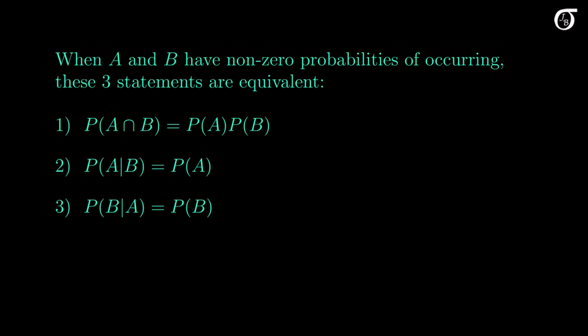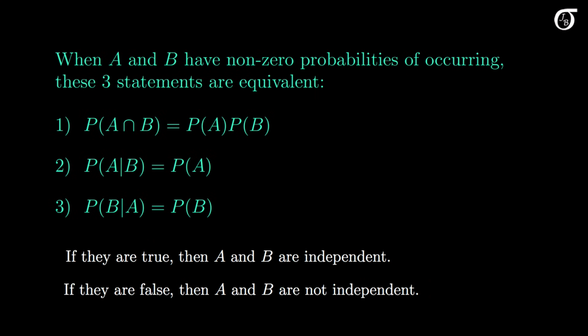When events A and B have non-zero probabilities of occurring, the following three statements are equivalent. The probability of the intersection equaling the product of the individual probabilities, the probability of event A given B equaling the probability of event A, and the other way around, the probability of B given A equaling the probability of B. Each of these statements implies the others. If one is true, they are all true, and A and B are independent. If one is false, then they are all false, and A and B are not independent.